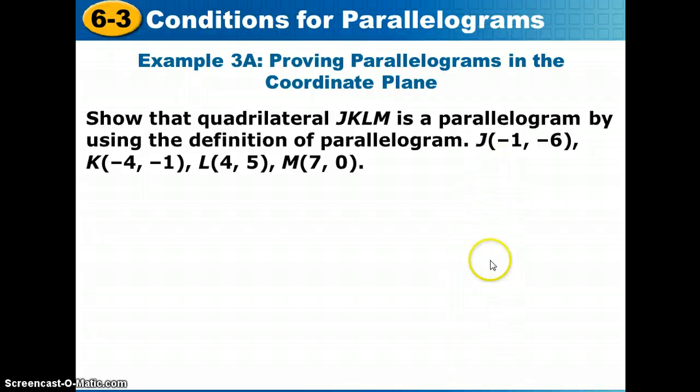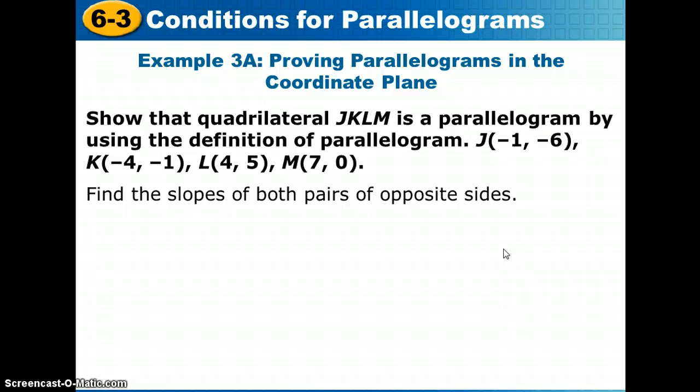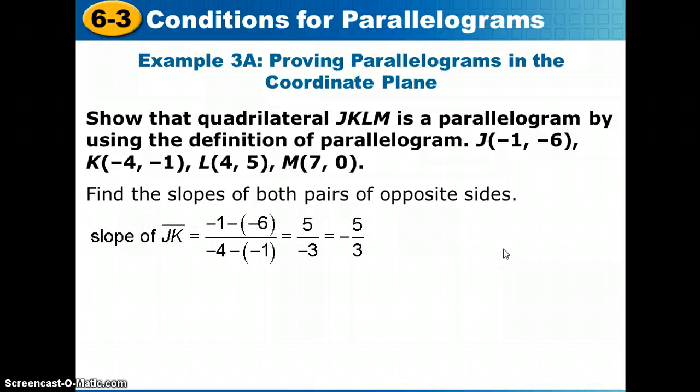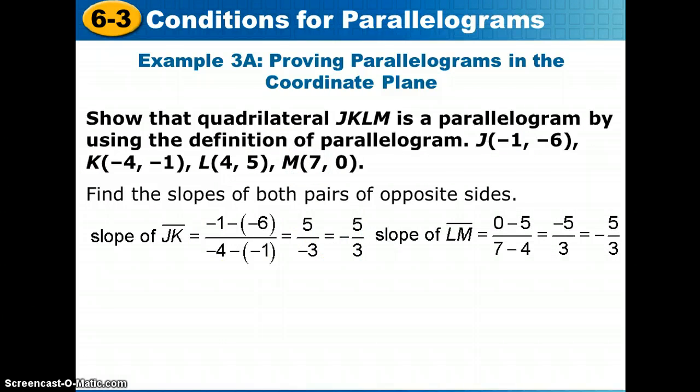So if we're going to put this in the coordinate plane, parallel lines are shown by lines having the same slopes. So we're first going to find the slopes of both pairs of opposite sides before I even put this on the graph. You know opposite sides are opposite because they don't share an endpoint. So JK would have to be opposite LM. The slope of JK is negative 5/3. The slope of LM is negative 5/3. They have the same slope, so JK and LM are parallel.